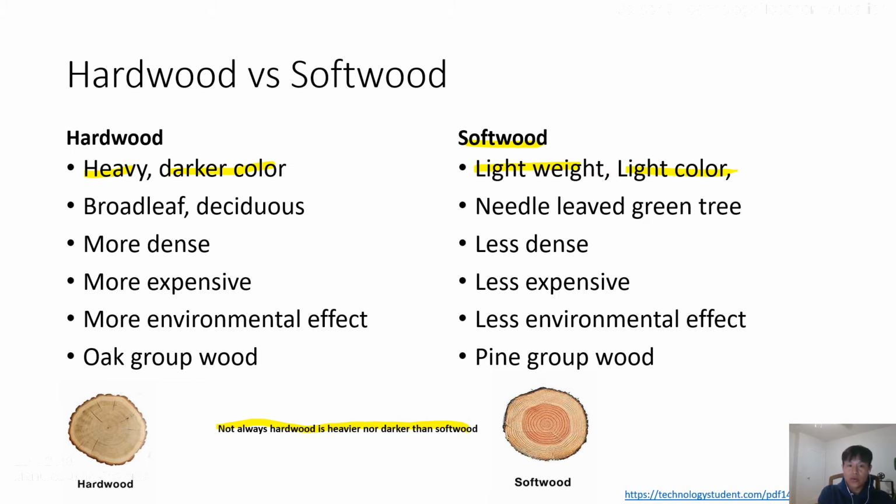So the categorization between the two is based on this fact: broadleaf or needleaf. Like an oak tree, you can see broadleaf, that is hardwood. But softwood has needle-type leaves, such as pine. Those are softwood, right? And hardwood is more dense than softwood. This is one characteristic.